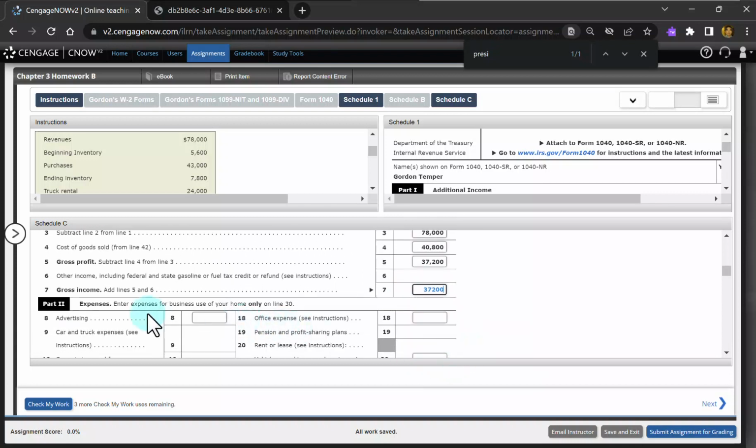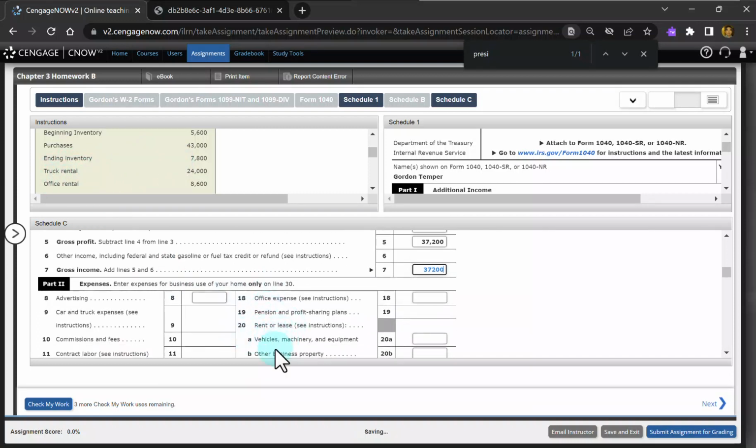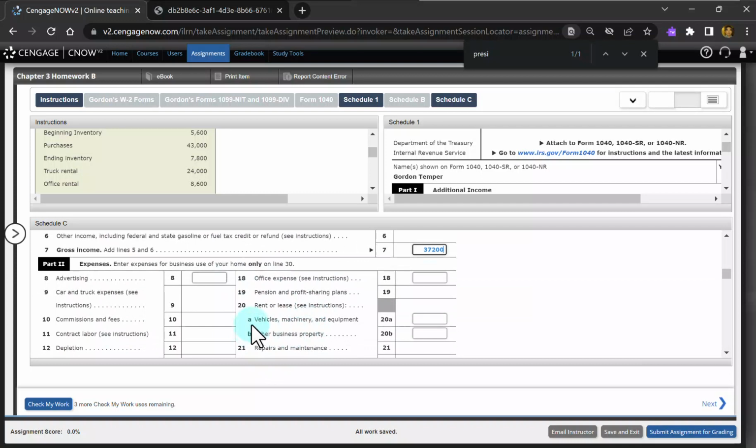Now let's get into the expense section. That's mostly the rest of the numbers we see here. So the next number is truck rental. Here you can see in line 20 two different rental costs. Line A for vehicle and line B typically for office or building rent. So A is that 24,000. Office rental, the next line 8,600. Again, that's these two amounts here.